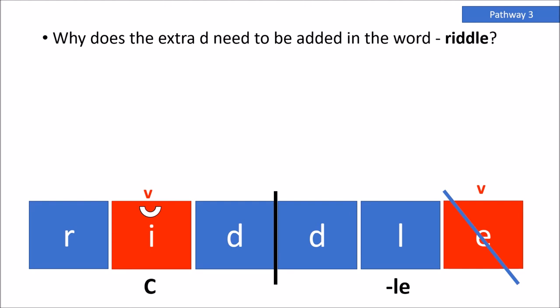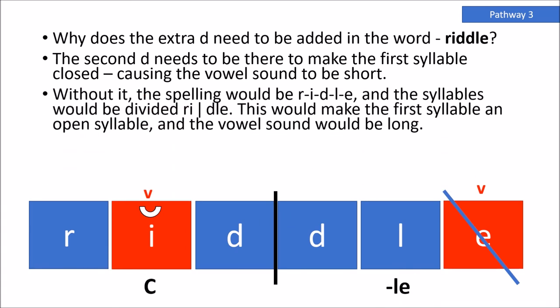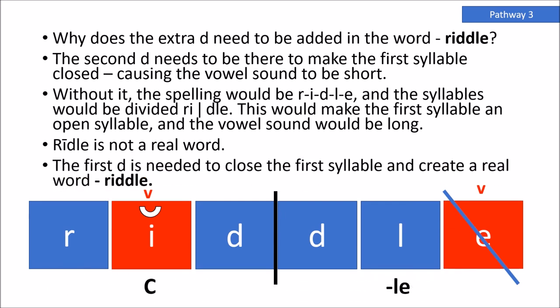Why does the extra D need to be added in the word riddle? The second D needs to be there to make the first syllable closed, causing the vowel to be short. Without it, the spelling would be R-I-D-L-E, and the syllables would be divided R-I and D-L-E. This would make the first syllable an open syllable, and the vowel would be long. Ridle is not a real word. The first D is needed to close the first syllable and create a real word, riddle.